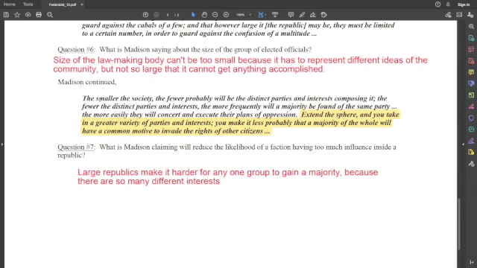Okay? Now, we'll talk about this more later on, but this goes against what the Anti-Federalists were saying in Brutus number 1, where they argued that small republics were the best way to go because you'd have laws passed that would be beneficial to any group or given area.